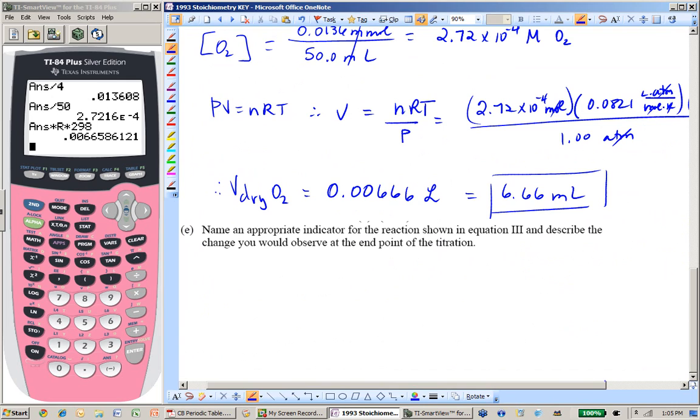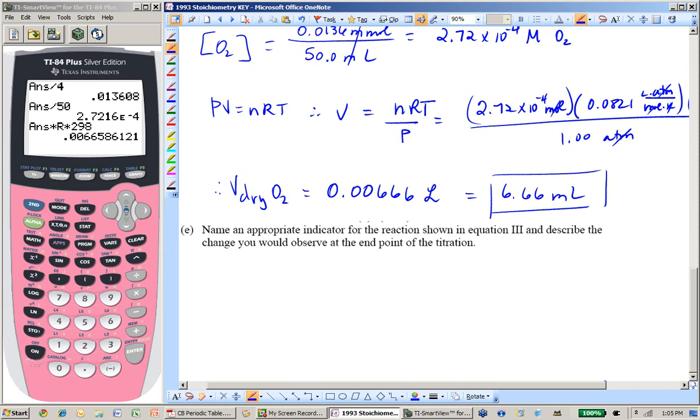Then, name an appropriate indicator for the reaction that's shown in equation 3 and describe the change you would observe at the end point of the titration. Okay, here's what you need to know. Lab is a component of this course. On the official course outline from the College Board, it is 10% of the course outline. So 10% of your time, essentially, should be spent in lab, and you're not allowed to forget every lab you ever did before coming to AP Chemistry, because you did a fair share in first-year chemistry.